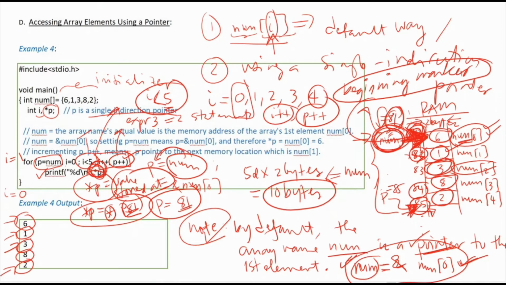And if you do that, you cannot anymore access the elements starting from the first element, because you move the beginning marker. So that's the reason why we have to use another pointer and keep num, the default pointer to the array, to position itself on the first element.